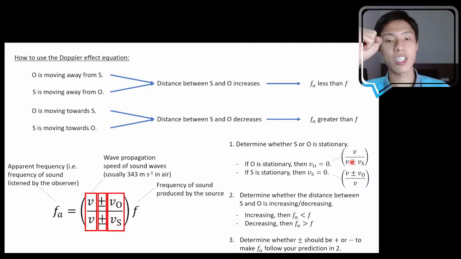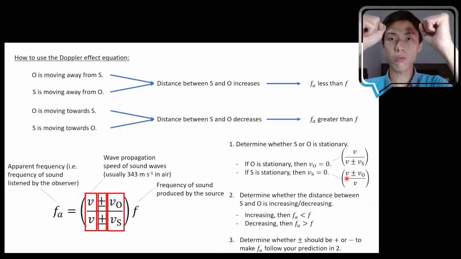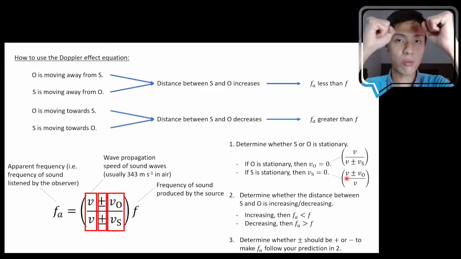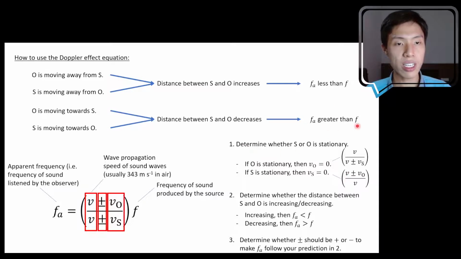The sound source is stationary, so we will be using this bracket. You have made the sound source speed become 0. So this is our bracket. Then we know that the observer is moving towards the sound source. Therefore, the distance between the sound source and the observer is decreasing. If decreasing, then we know that our apparent frequency will be greater than the frequency of the sound wave produced by the sound source. So we know that our answer will be larger than this side.